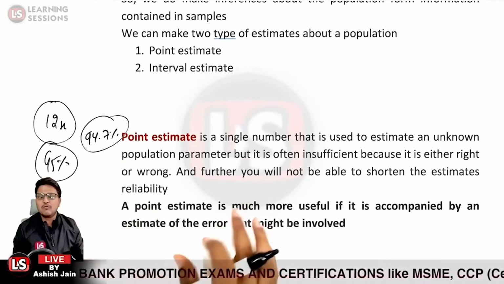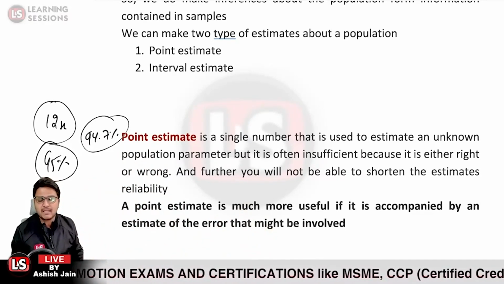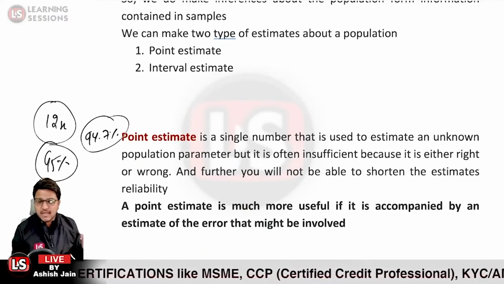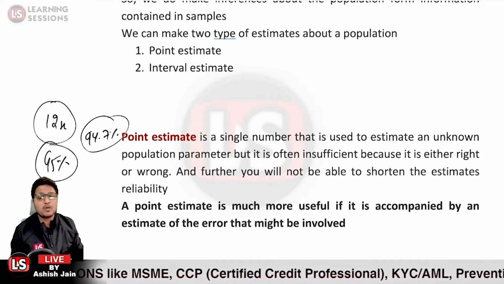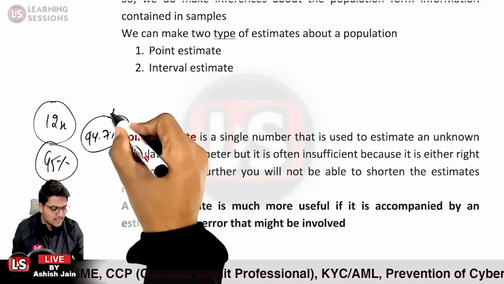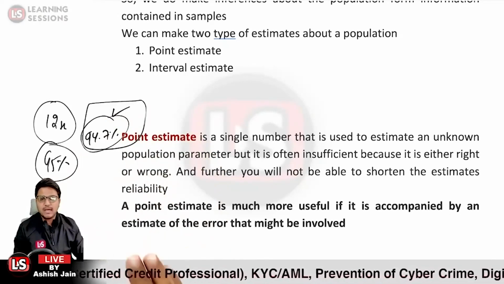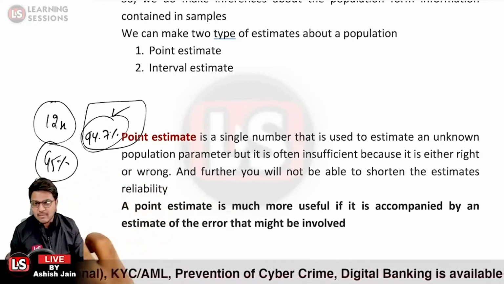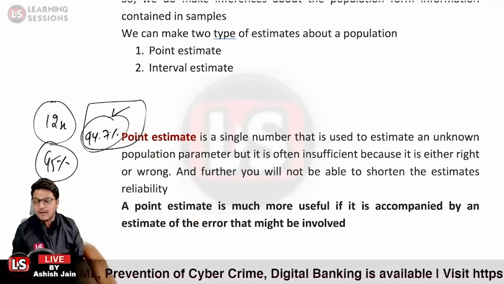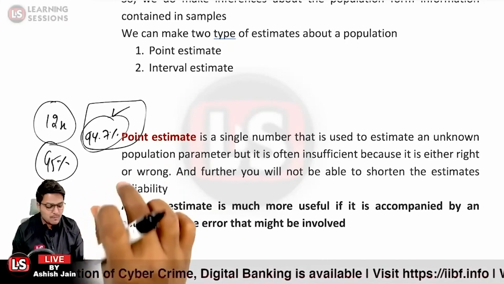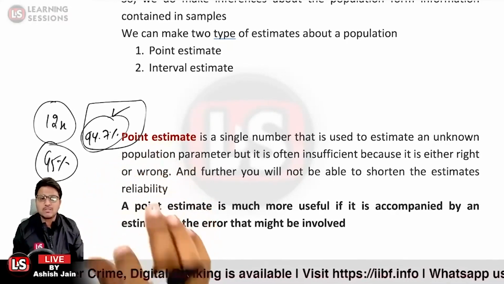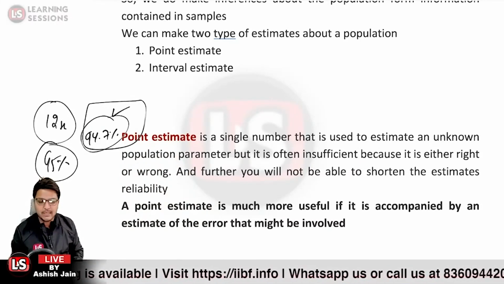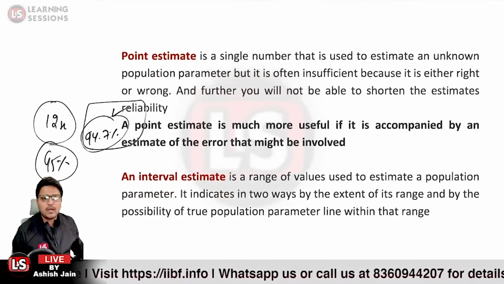Okay, so a point estimator would be much more helpful if it is accompanied by an estimate of the error that may be involved. If we say that there can be an estimation error of about 0.3%, in that case we will be saying that this estimation was right. If we say that the estimation that we have come across, that is equal to 95%, can have an error of 0.5% or 0.3%, in that particular case we'll be saying that our estimation was right. So it would be much more helpful if it is accompanied by the estimate of error itself. Is that clear?